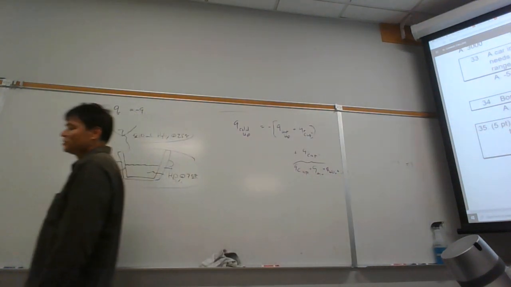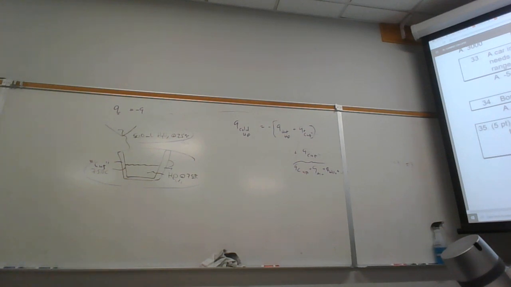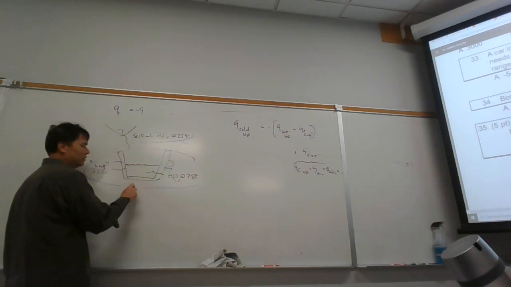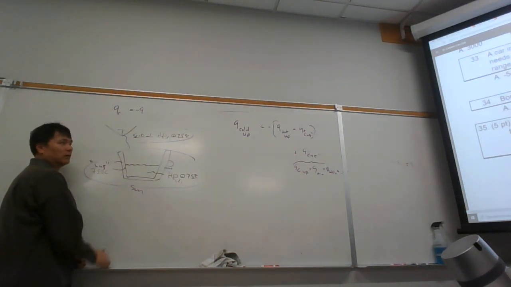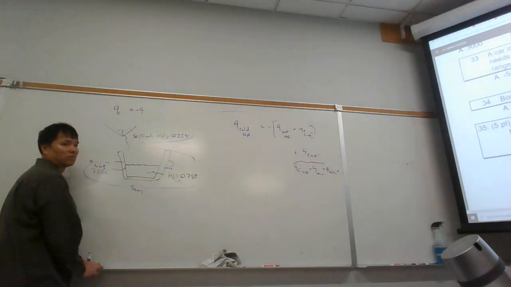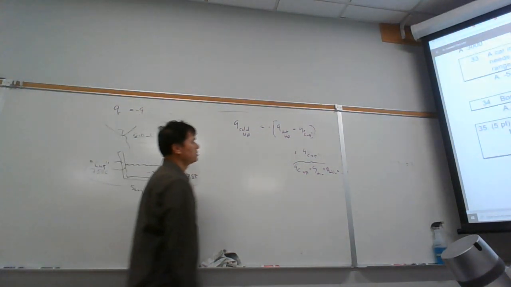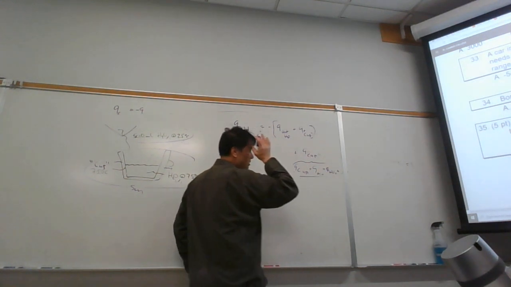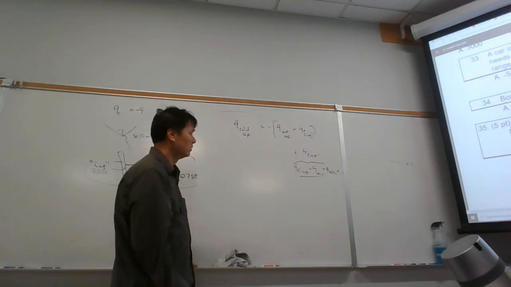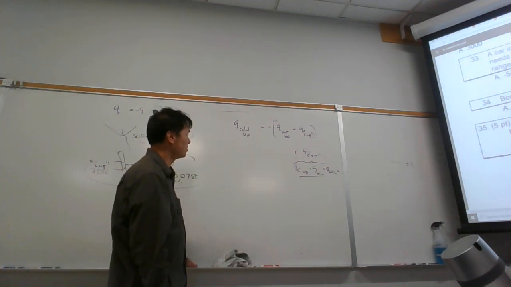Since the surroundings usually contains everything else in the universe, that's the reason why I called this the system and I called this the surroundings. Because we like to put the surroundings with the rest of the universe. And so this Q of the cup is really the Q of the calorimeter. It contains everything, because in this experiment, we're looking at heat exchange.